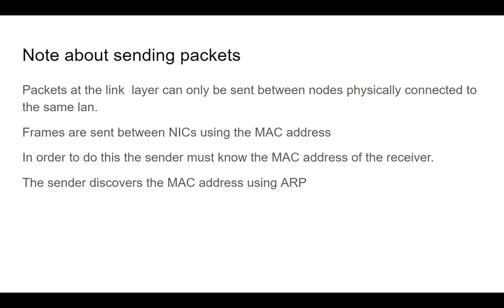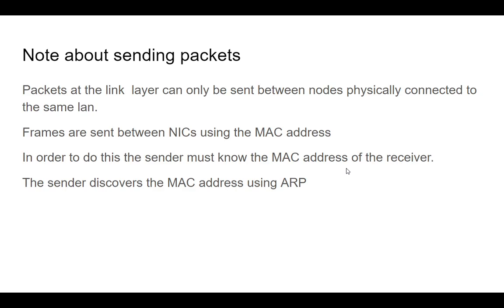So packets at the link layer have to be physically connected to the same LAN. This is why we need the default gateway. Remember, I've spoken about the default gateway. The default gateway is physically on our LAN. So the first hop on our route to anywhere is always our default gateway, which is on our LAN. So we will send packets to that, and then it will take care of the MAC for the next layer. So frames are sent using the MAC address. That's how they communicate with each other. They have to know the MAC address of each other.